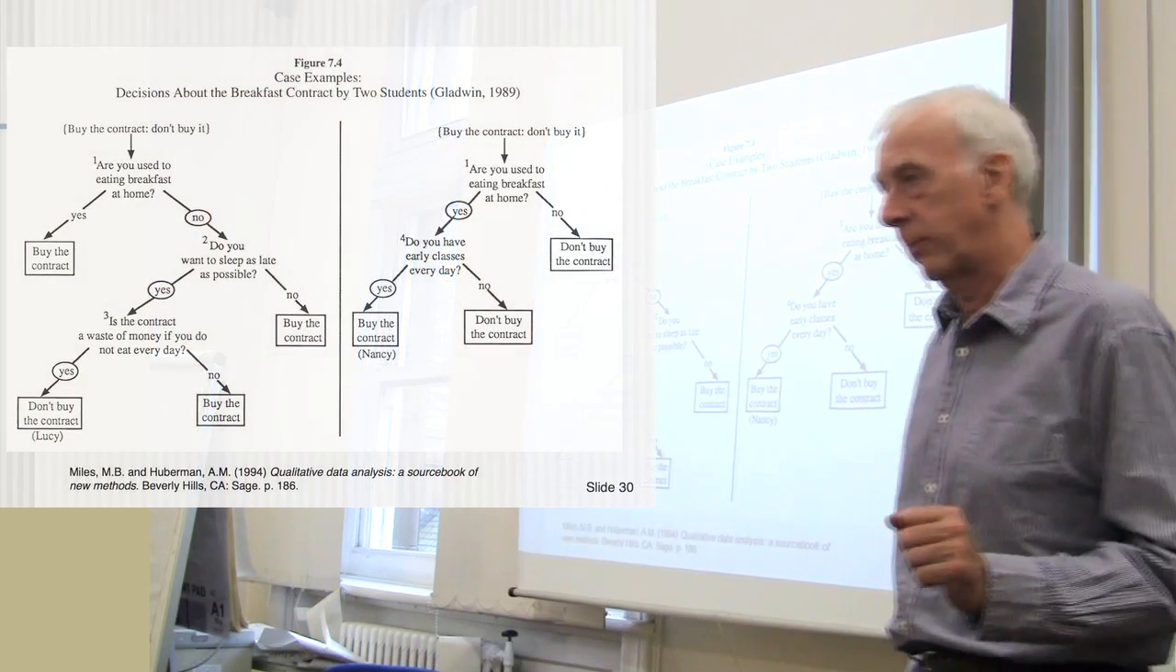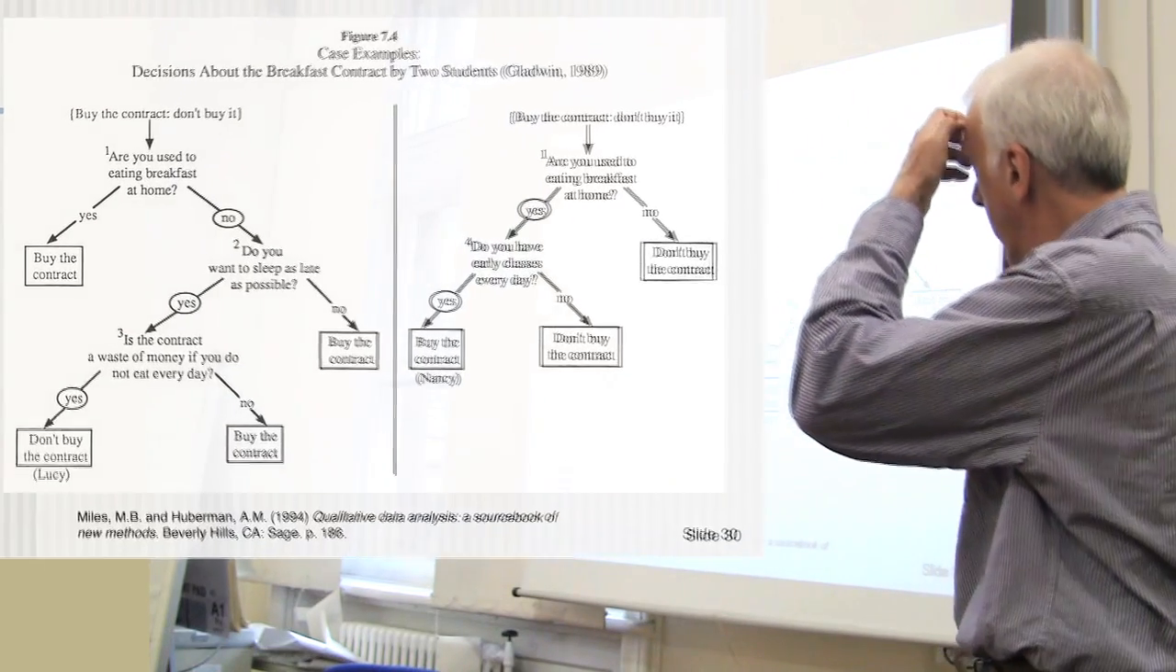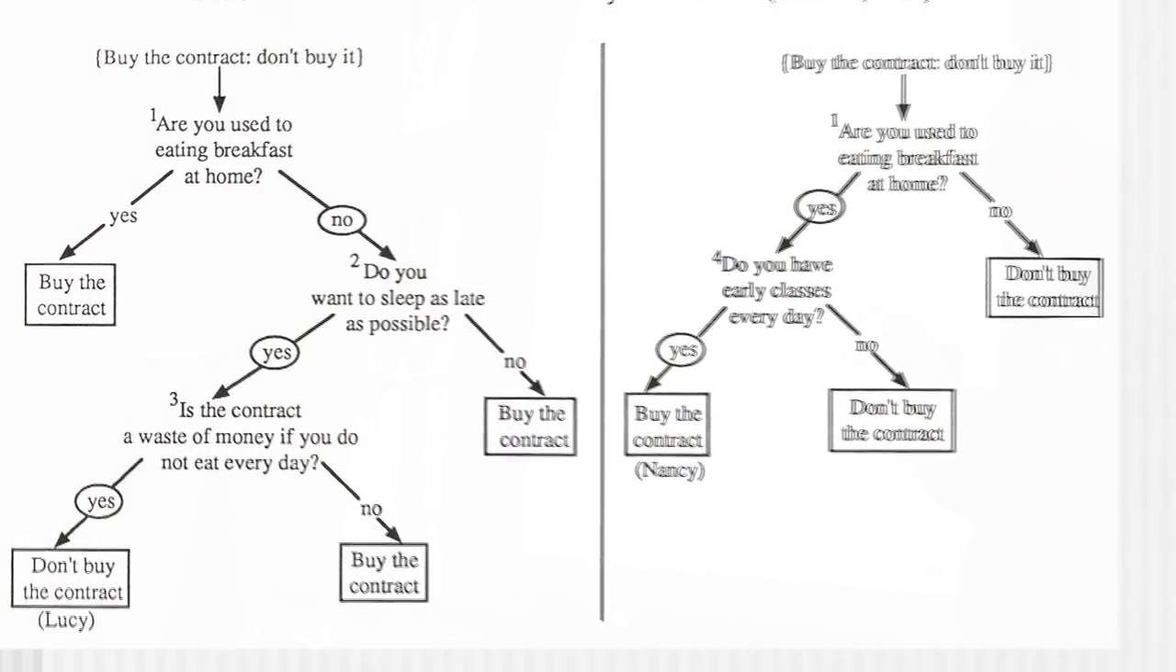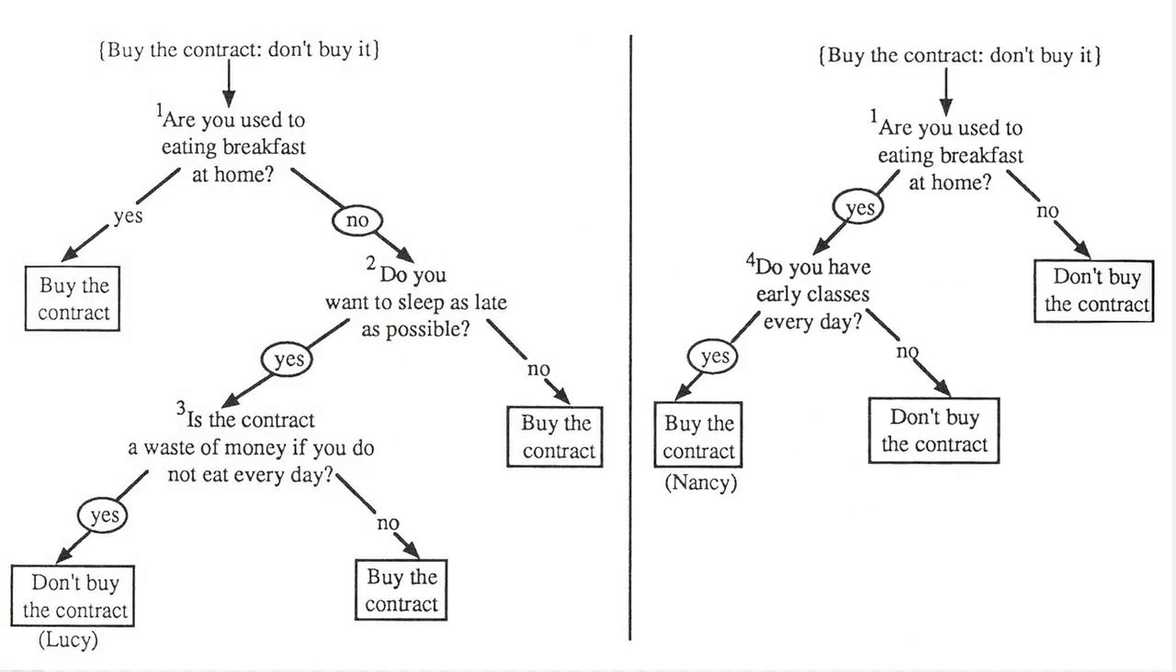So that would be a very simple chart, but what's interesting is that this kind of use of it also comes up in Miles and Huberman. They have an example of it there. Actually, they give three of these charts. I've only got space for two here. But these are decisions made by American students about whether to take out a breakfast contract, where they were living. The point is that each chart is a different student. And the circles on the lines indicate the path they actually took.